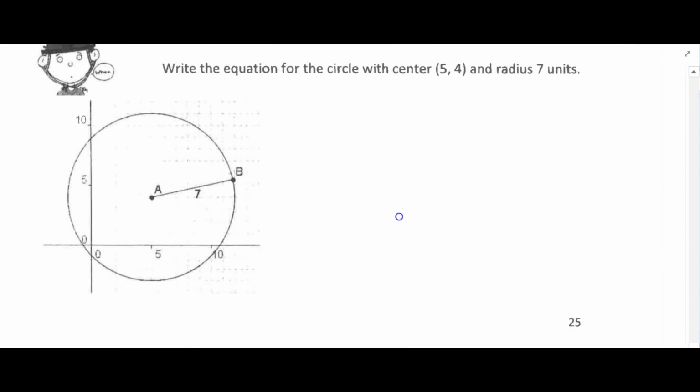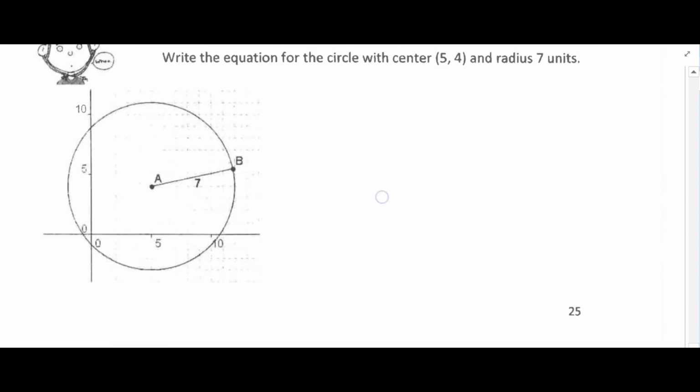So we're going to look at a specific example here. We want to write the equation for the circle with center 5, 4, and radius 7 units. So just like before, what I'm going to do is I'm going to make a right triangle here. And I've got some point here. We'll call this xy. And remember, this is our x distance. And this is our y distance.